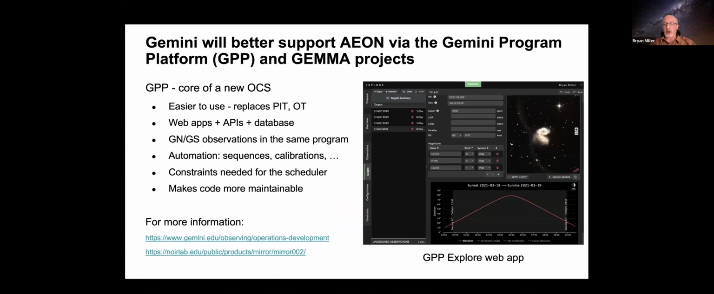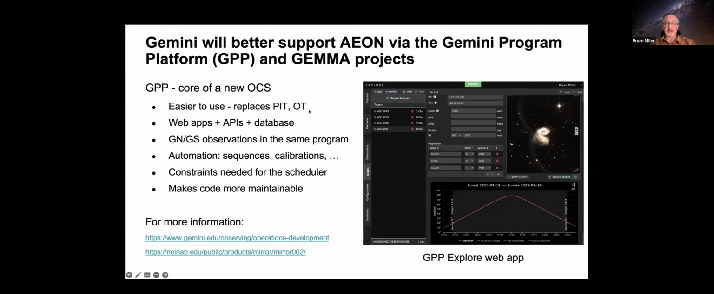So Gemini works now within AEON, meaning you can send observation requests via the existing but rather limited API, but we will better support AEON via the Gemini program platform that Monica mentioned, and a whole set of GPP projects. So GPP, as mentioned, is the core of a brand new observing system, built from the ground up to make things easier to use and take advantage of our 20 years of queue experience.